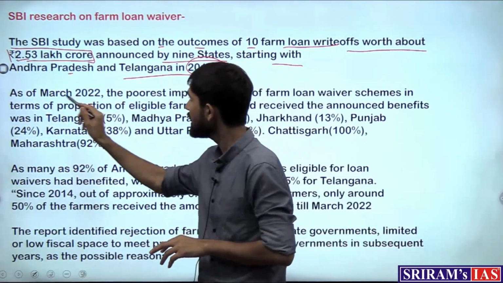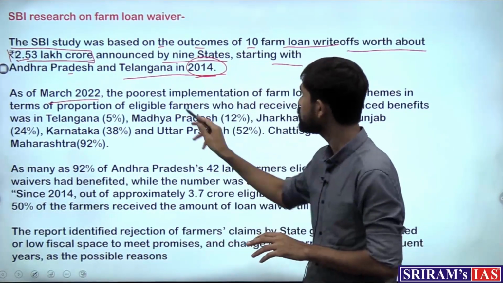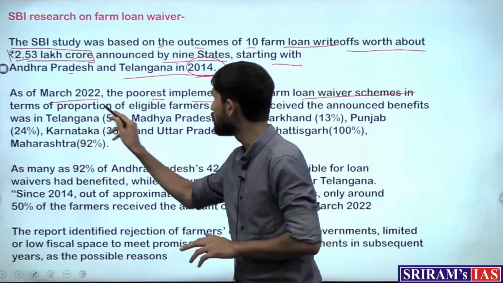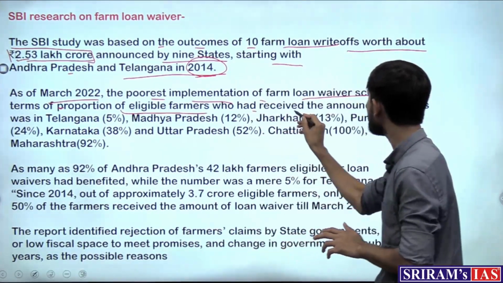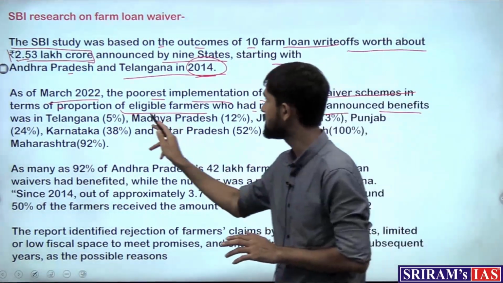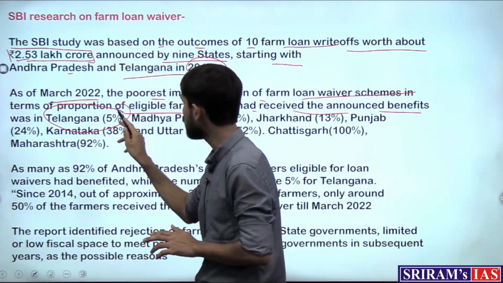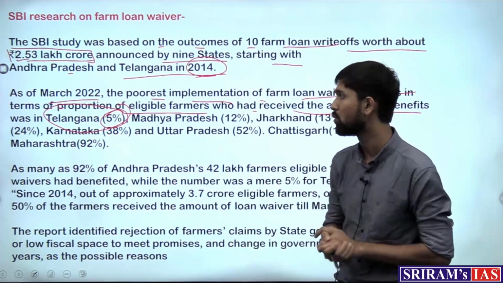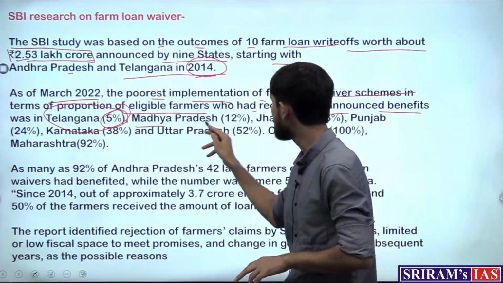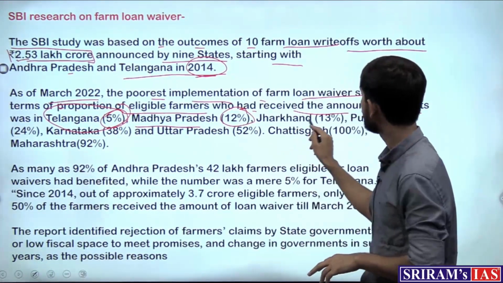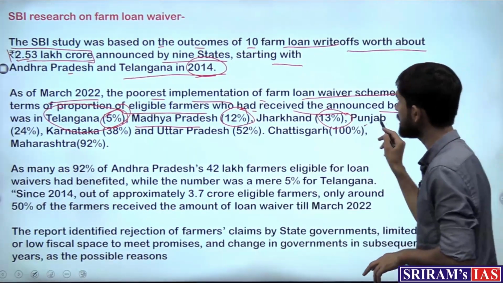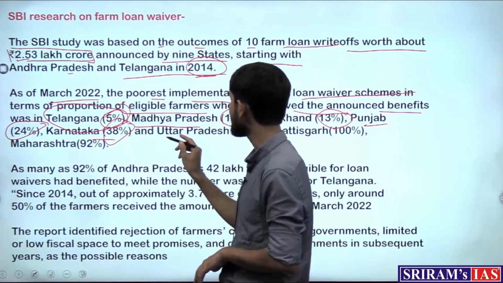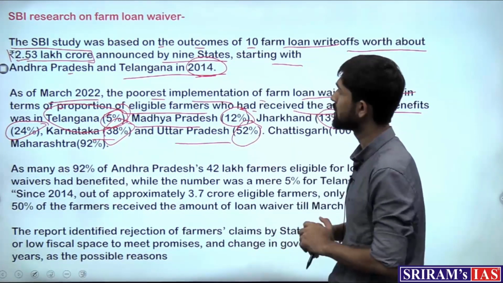So what does it say? As of March 2022, the poorest implementation of farm loan waiver schemes in terms of proportion of eligible farmers who had received the announced benefits was in Telangana. So which means that only 5% of the farmers of Telangana could get the benefits of farm loan waivers. For Madhya Pradesh, only 12%. For Jharkhand, only 13%, and Punjab 24%, Karnataka 38%, and Uttar Pradesh 52%.